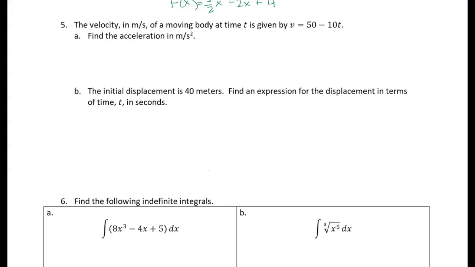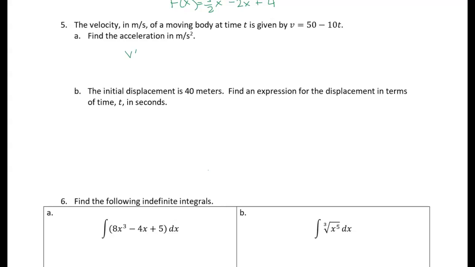So the thing to know is that velocity is the derivative of the displacement, right? Or distance, or position, depending on what the problem is. And then acceleration is the derivative of velocity, right? So this is just asking what's the derivative of this function.